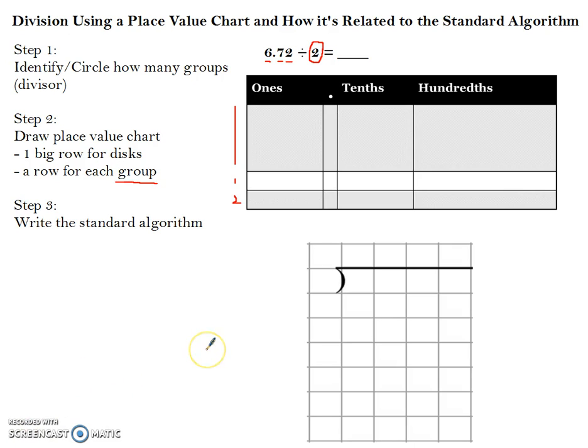Step 3 is to write the standard algorithm. When you're writing a standard algorithm for division, you want to have your division sign, which looks like this. I like to do it on a grid so I can make sure that I'm lining up the numbers correctly. The divisor goes on the outside, so I'll draw 2 here, and then the dividend goes on the inside. So a 6, decimal, 7 2.